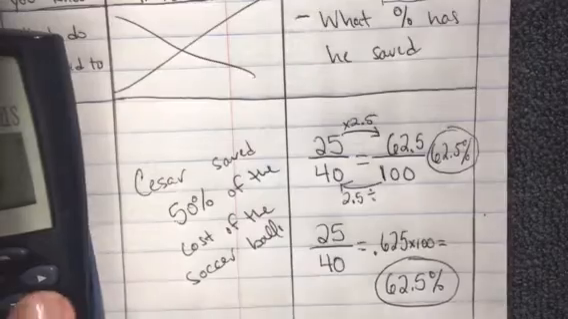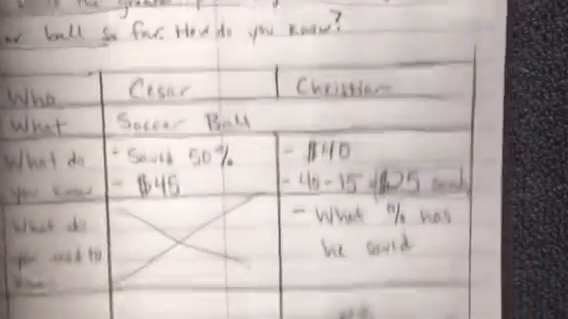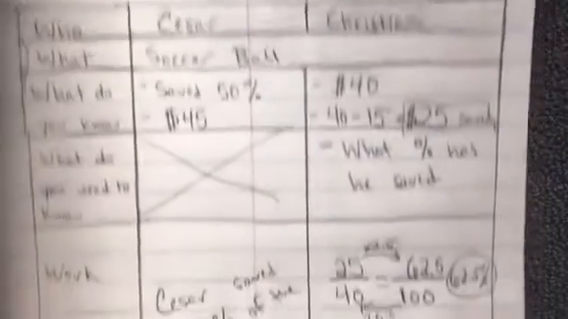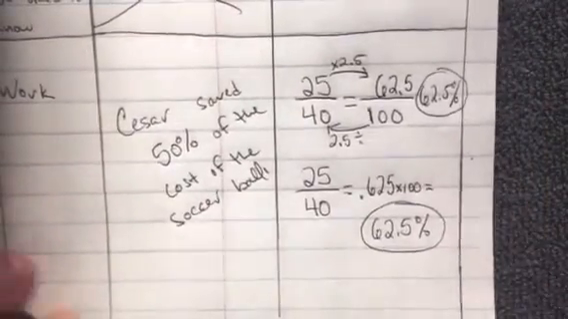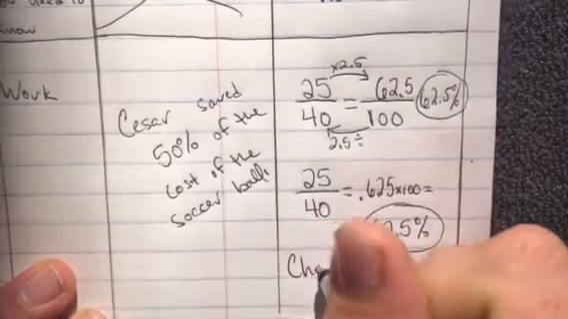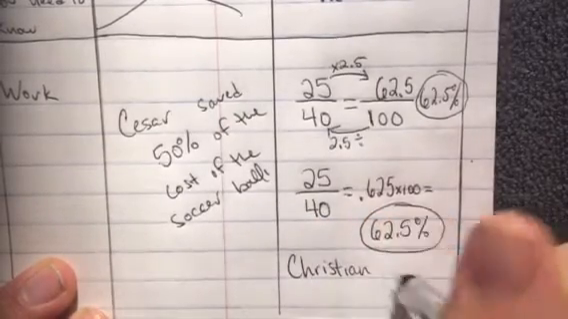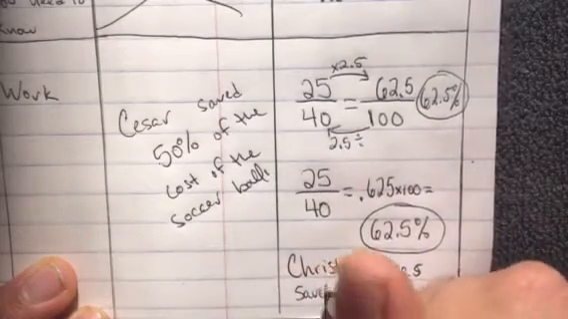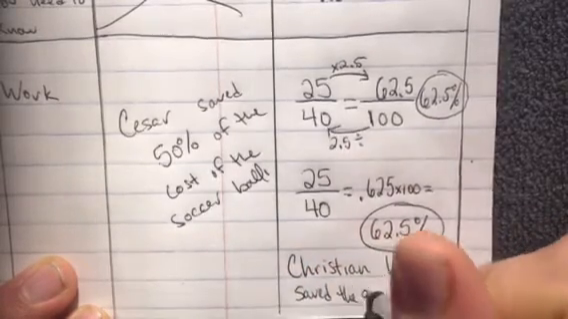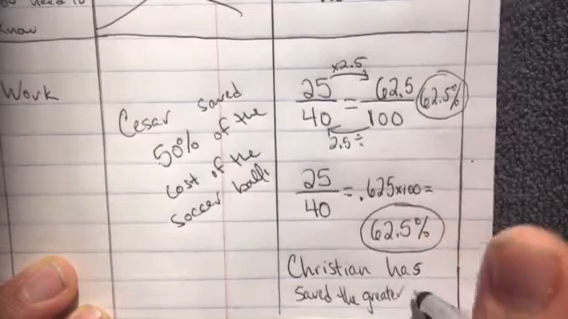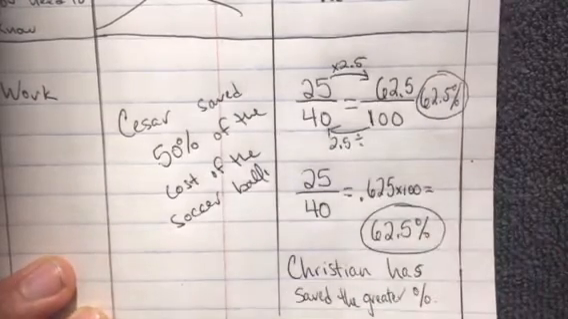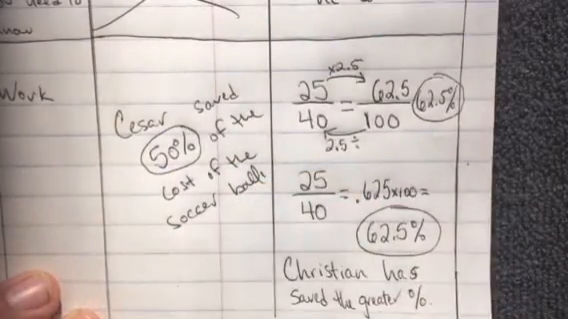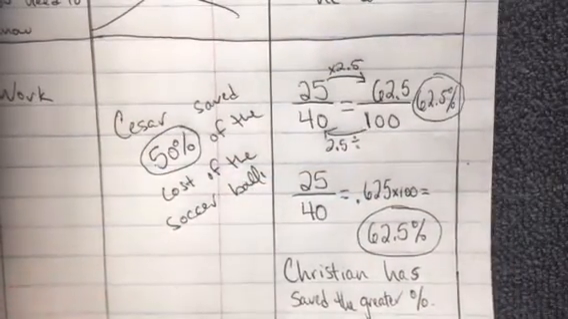So, who has saved the greater percentage of the soccer ball so far? Well, we know the answer is Christian. Christian has saved the greater percentage, because Christian has saved 62.5% and Caesar has saved 50%.